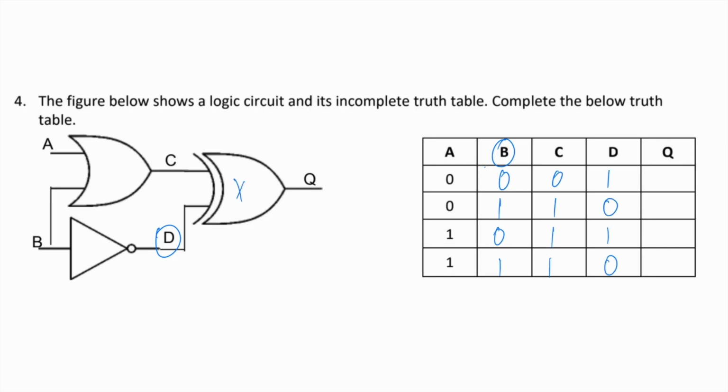And here we have an XOR. Remember, in an XOR, if the inputs are different, then we have a 1. Otherwise, we have a 0. So right here, we're going to have a 1. Right here, we're going to have a 1. Right here, we're going to have a 1. And we're going to have a 0 right here because the inputs are the same.